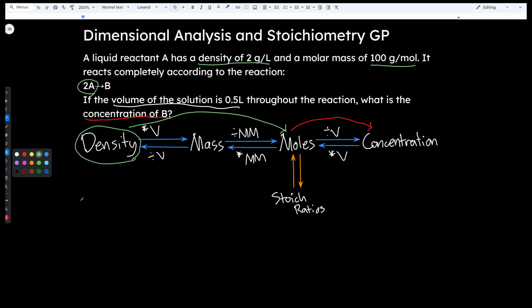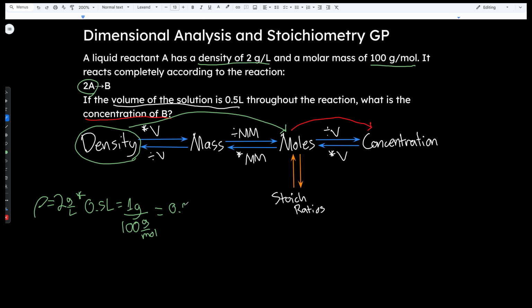So just to show you that, we're starting off with density. The first thing we need to do is convert density to mass. We have a density of 2 grams per liter times a volume of 0.5 liters, which is going to give us a mass of 1 gram. It has a molar mass of 100 grams per mole. So if we divide by that molar mass of 100 grams per mole, we're left with moles, which is 0.01 moles. Now we have the number of moles of A.